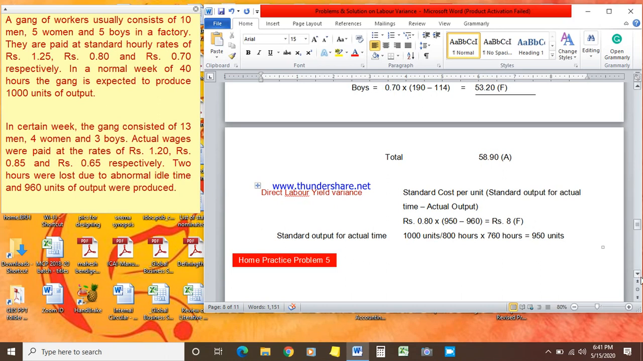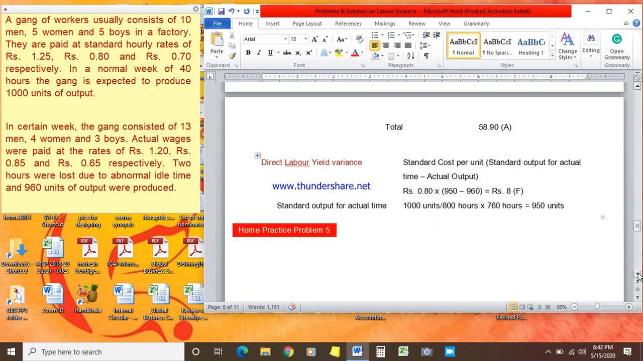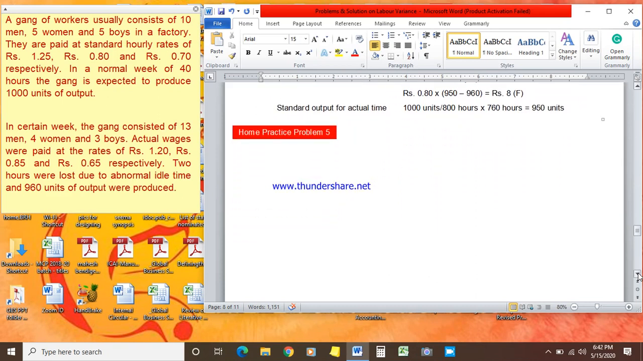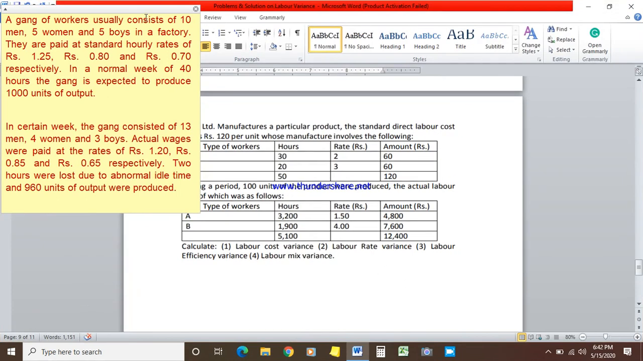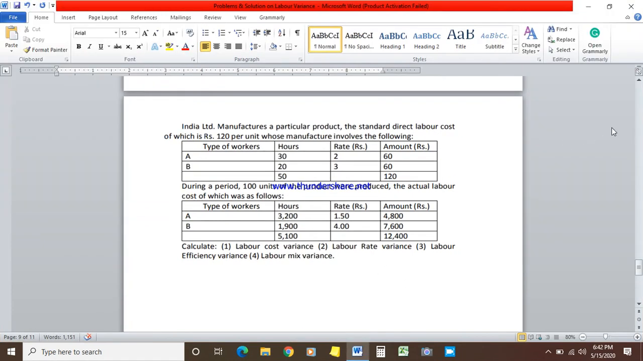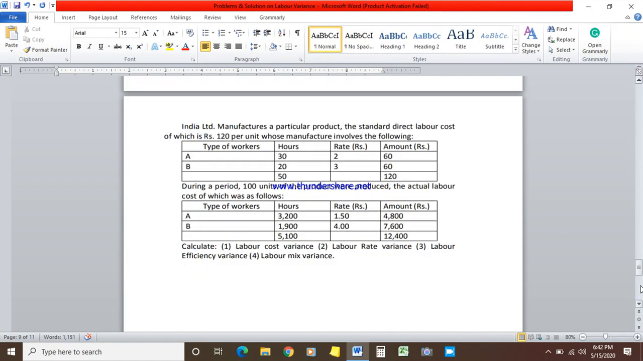So in this way, we discussed labor rate variance, labor efficiency variance, labor mix variance, labor cost variance, labor yield variance, and idle time variance. This is one more problem which I am giving for you to practice. Kindly practice this problem by applying all that we have discussed previously, so that you will be able to get a complete understanding about labor variance. You can look at this particular problem carefully, and then please solve all the different types of variance one by one. Thank you.